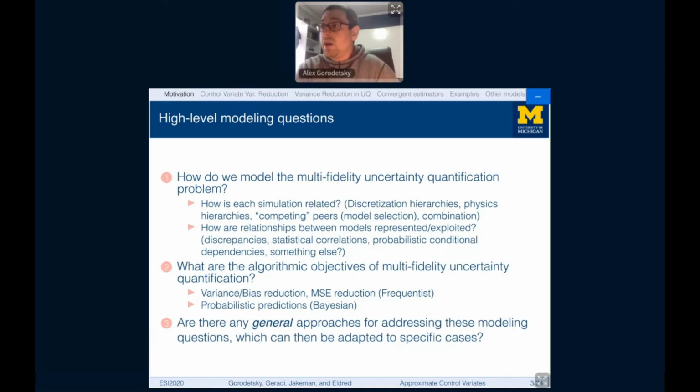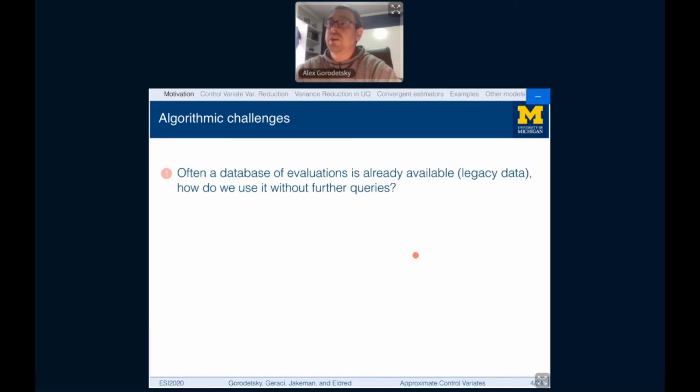So how do we model the whole problem together to obtain these objectives? And I'm very interested in, but don't have the answer to, are there any general approaches? It seems like there are many specific approaches for specific situations. However, are there general approaches by which many existing algorithms can then be viewed as specific cases? And would this allow us to think of generalized theories for multi-fidelity uncertainty quantification? So those were the modeling questions.